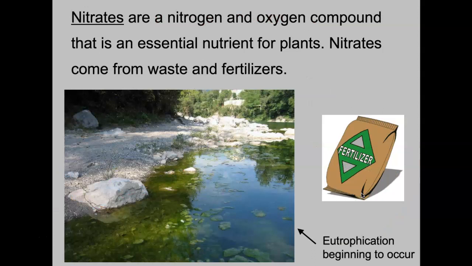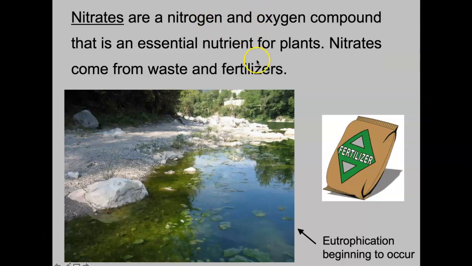Nitrates are one thing that is important to plants in being able to help plants to produce proteins. So nitrates are just going to be nitrogen, usually nitrogen and oxygen, phosphorus compounds that help plants to grow. Nitrates naturally are going to come from waste. And when I say waste, that means poop.